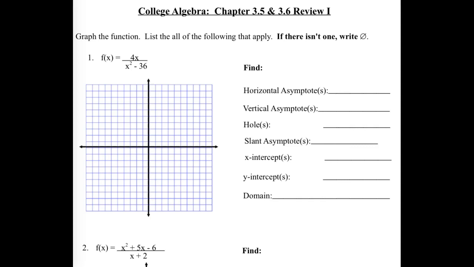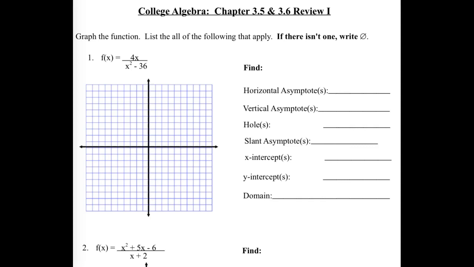If something doesn't exist, for example, if there is no slant asymptote, you should say no solution or none, right? You need to put something in the blank. If you leave it empty, it tells me that you didn't know how to find that answer, not that there wasn't an answer. Does that make sense? Okay, so every blank needs to have something written in it.